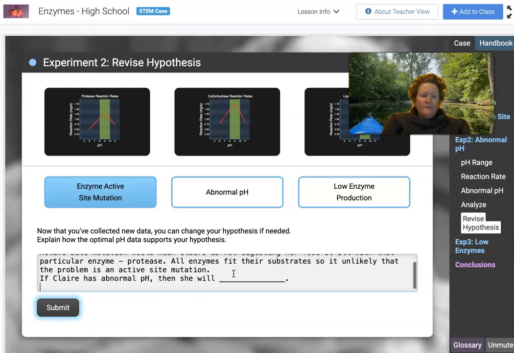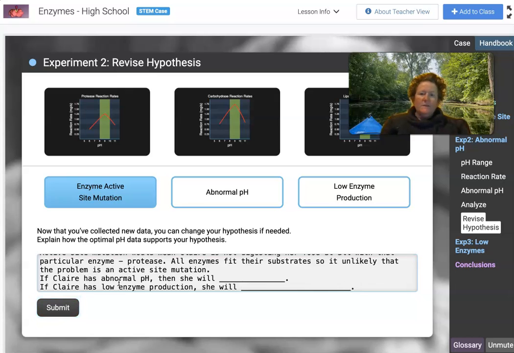Right now, we have to revise our hypothesis because we know it's not abnormal pH. Claire is right within kind of the sweet spot here, so it's probably low enzyme production. We could say, if Claire has low enzyme production, she will, and you can fill in the blank.